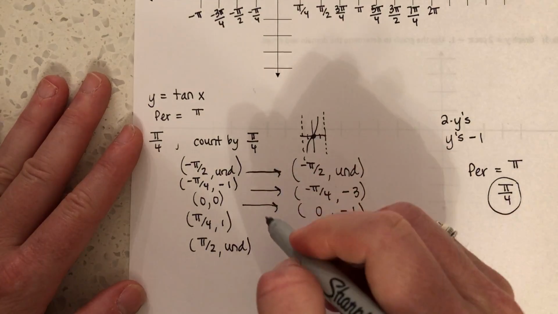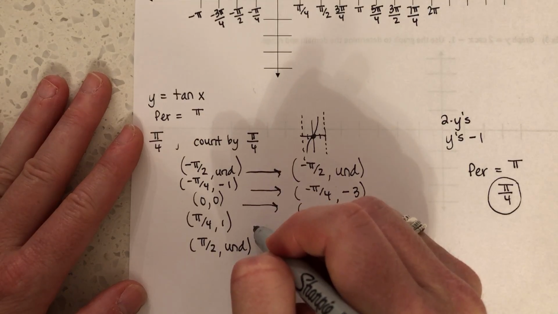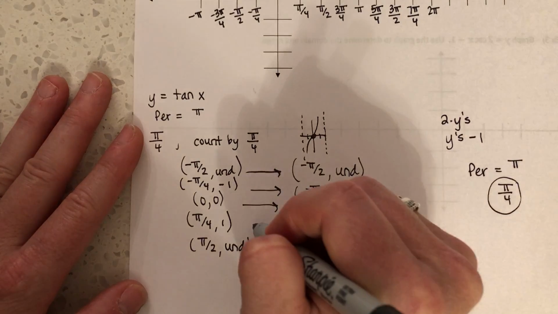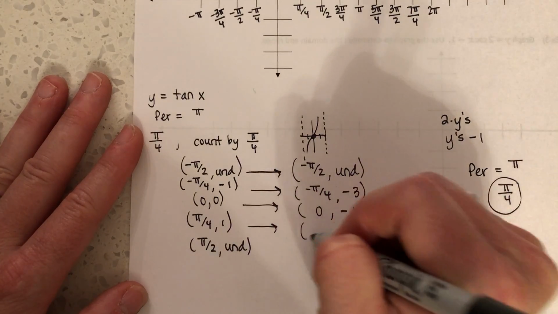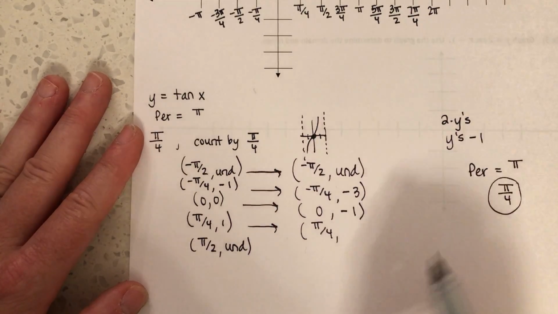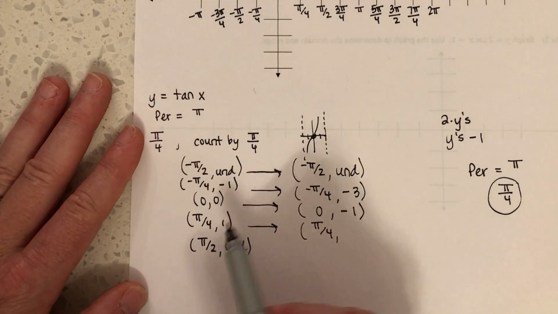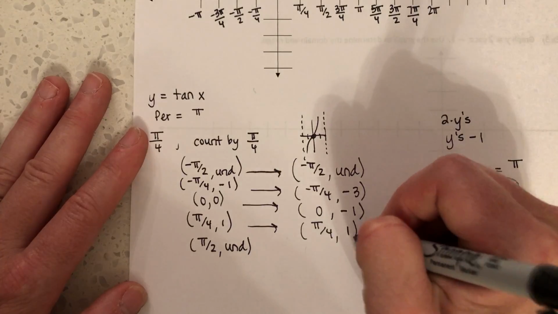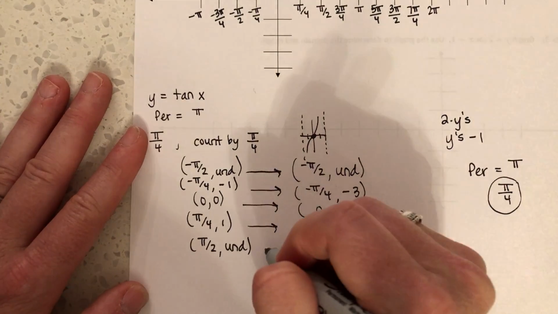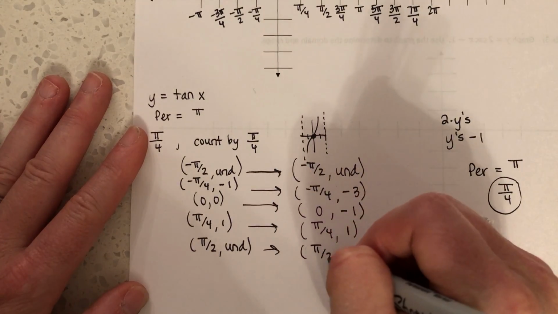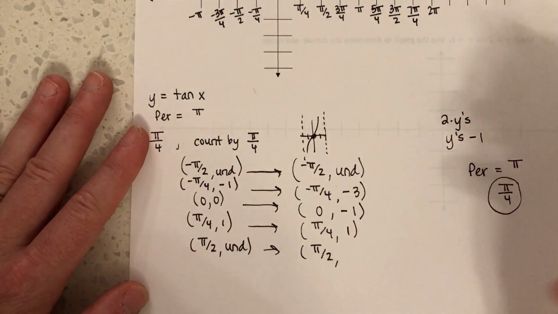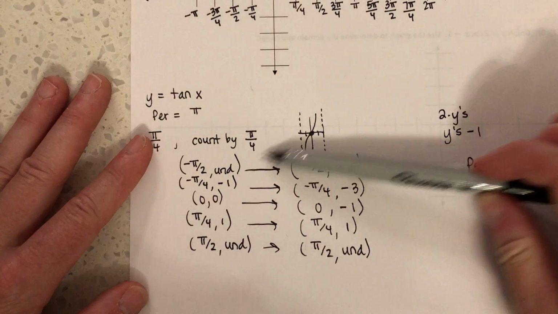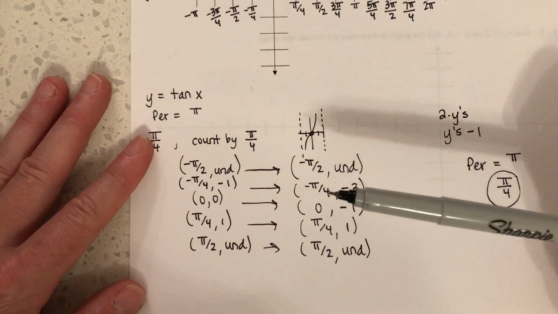Now we go to the next ordered pair, which is pi over 4. Sorry, I got distracted. Pi over 4 stays the same. Now we take 1, we times it by 2, and we subtract 1. So that's still going to be 1, just the way the math works out. And then pi over 2 stays the same. And then you take undefined, times it by 2 minus 1, and you can't do that, so it stays undefined. So this is the new first cycle of the transformed tangent graph.